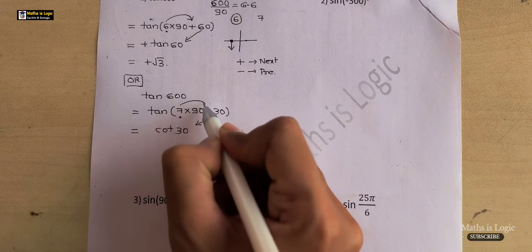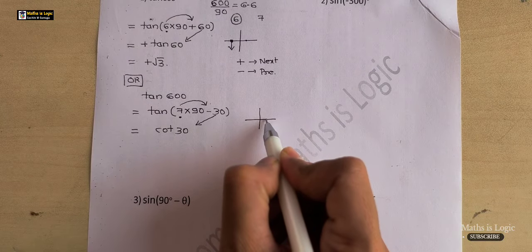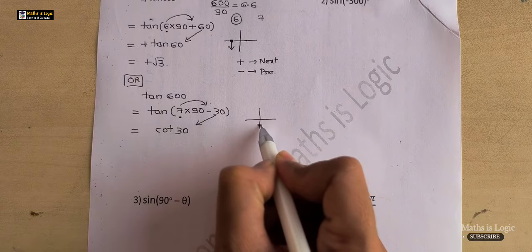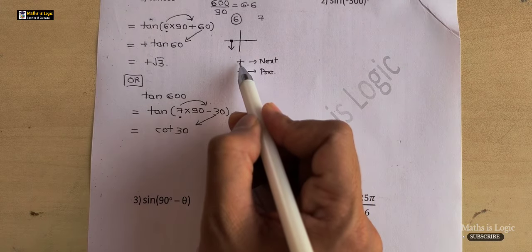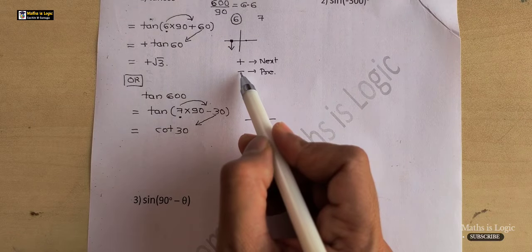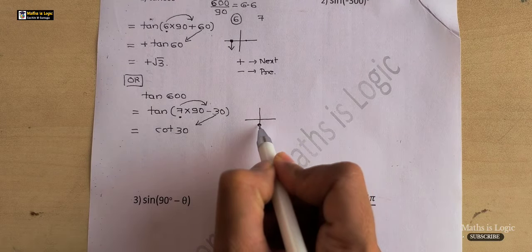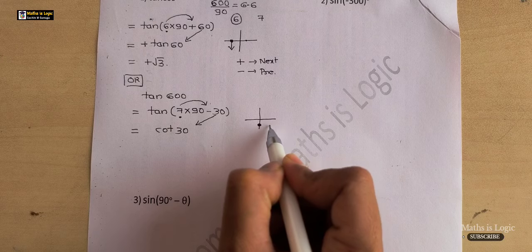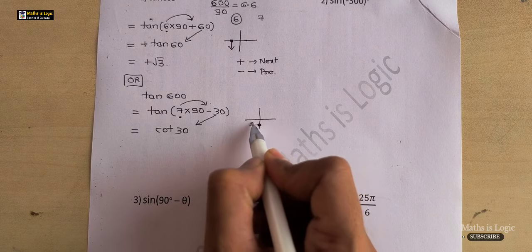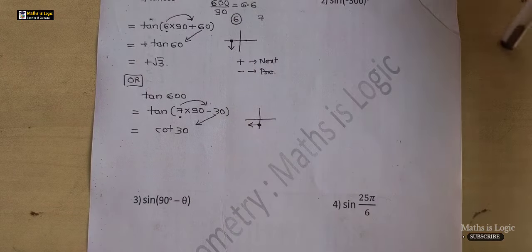Next, rotate 7 minus. So draw plus, start with 0: 0, 1, 2, 3, 4, 5, 6, 7. What I told: if plus comes, it will go to the next quadrant; if minus comes, it will go back to the previous quadrant. Till here 7 is there, plus means it will jump to the next quadrant, minus means it will go back to the previous quadrant. Previous means this is the third quadrant.